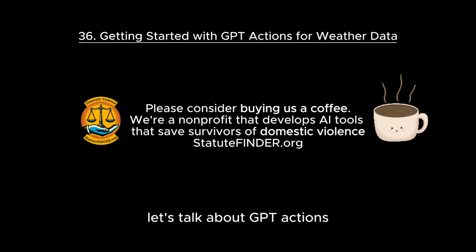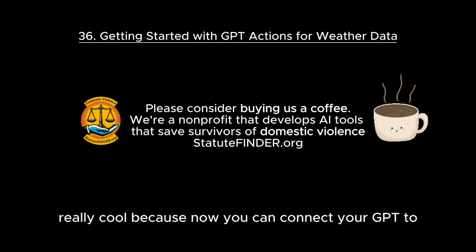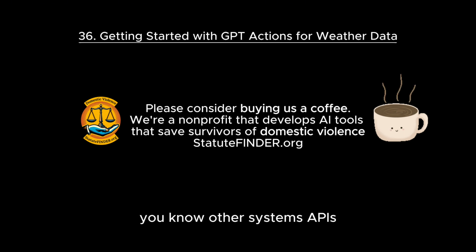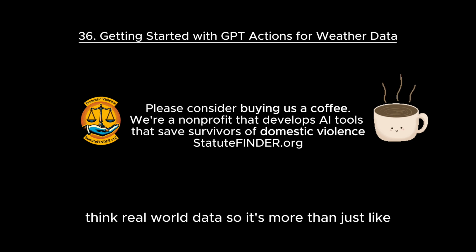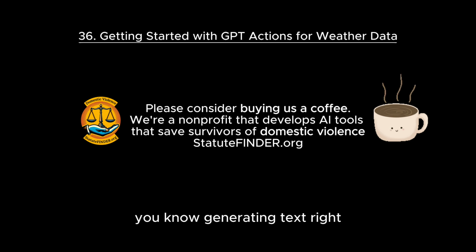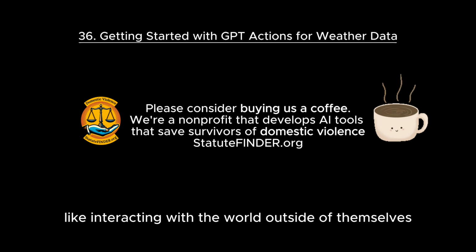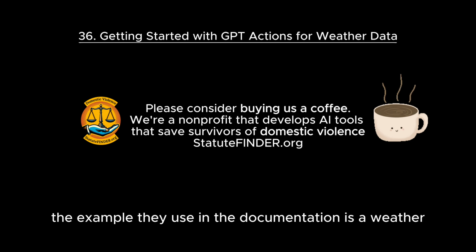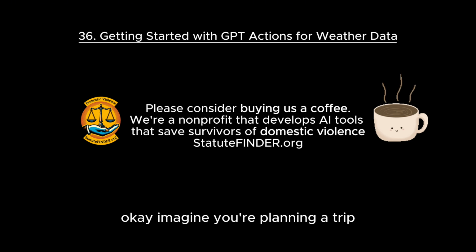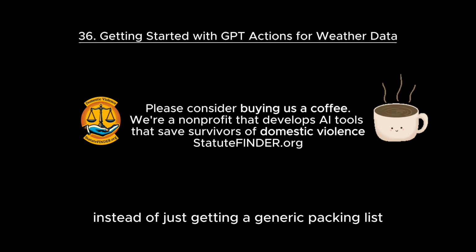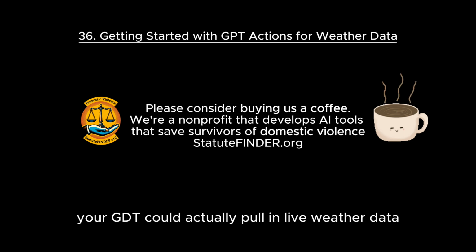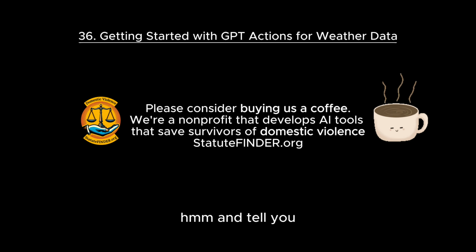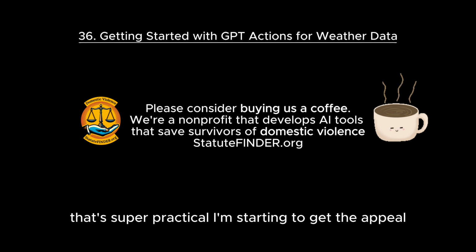Right. Let's talk about GPT actions. This is where things get really cool because now you can connect your GPT to other systems, APIs, think real-world data. So it's more than just generating text. Right. We're talking about GPTs actually interacting with the world outside of themselves. Exactly. The example they use in the documentation is a weather forecast GPT. Imagine you're planning a trip. Instead of just getting a generic packing list, your GPT could actually pull in live weather data and tell you, hey, looks like rain in DC, pack an umbrella. Okay, that's super practical. I'm starting to get the appeal.